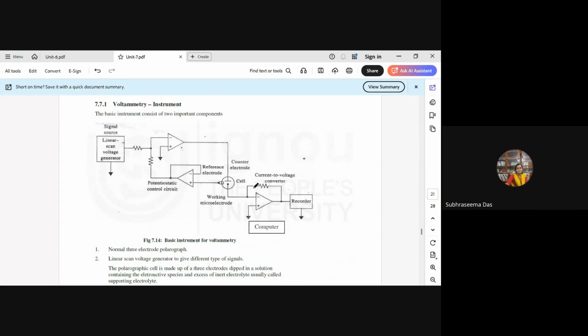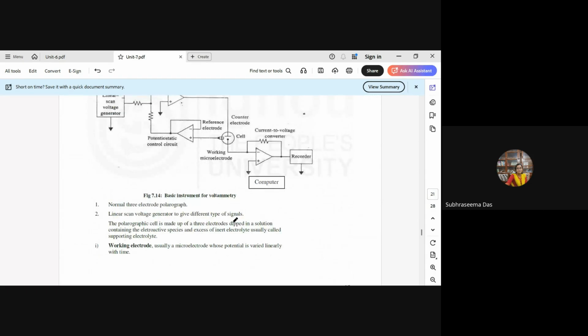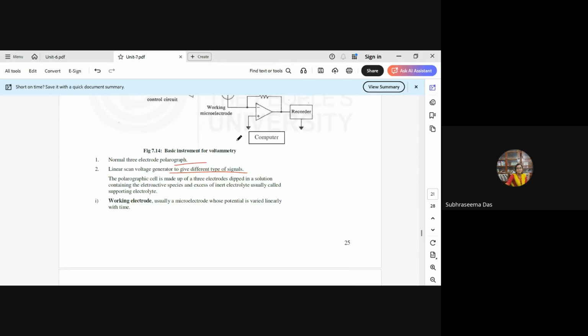Then the basic instrumentation for voltammetry has been shown here. It consists of two important components. First is the 3-electrode polarograph, then the linear scan voltage generator to give different types of signals. Then the polarographic cell is made of 3 electrodes which are dipped in a solution containing the electroactive species and the excess of inert electrolyte, usually called the supporting electrolyte.